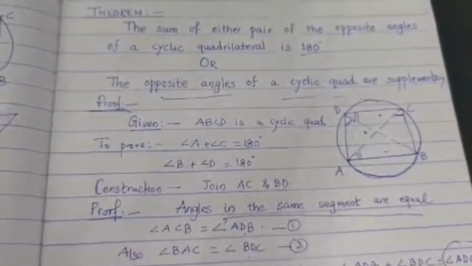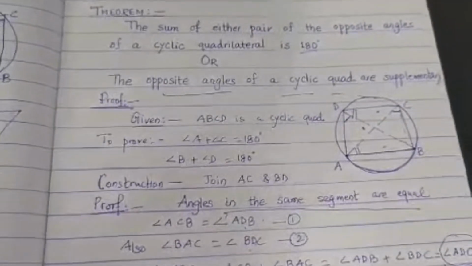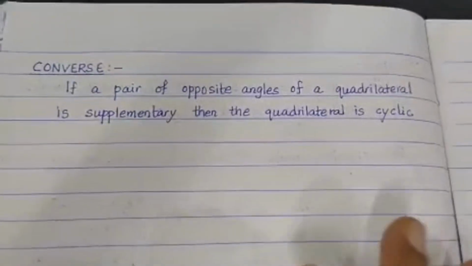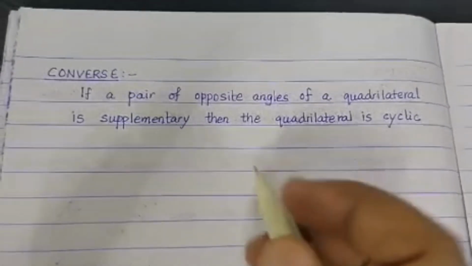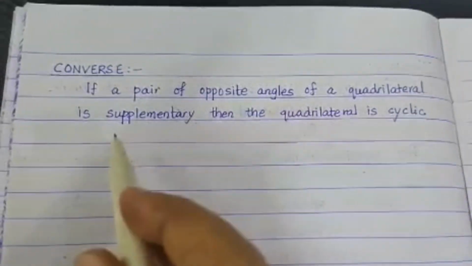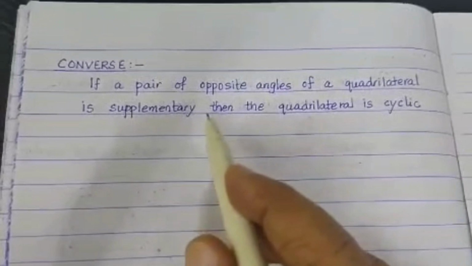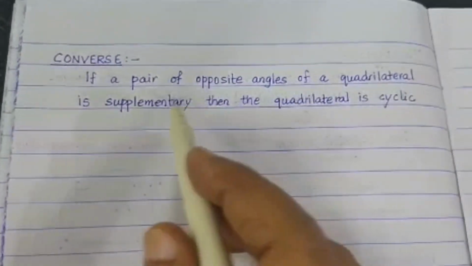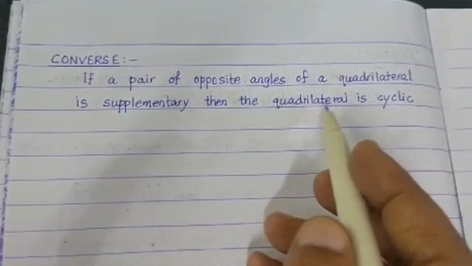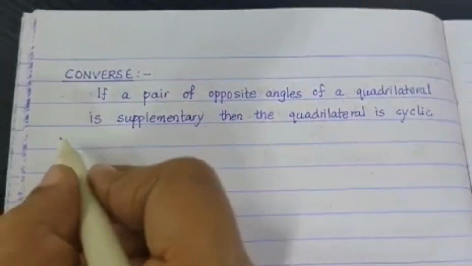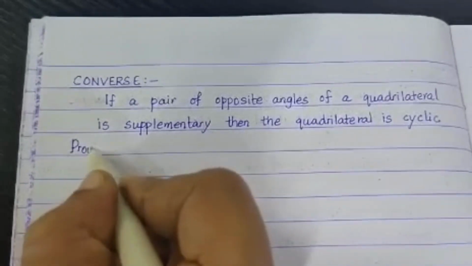Now let's see its converse and its proof also. The converse of this theorem is: if a pair of opposite angles of a quadrilateral is supplementary, then the quadrilateral is cyclic. Means if angle A plus C or angle B plus D equal to 180 degrees, then the quadrilateral is cyclic. So let's see its proof.